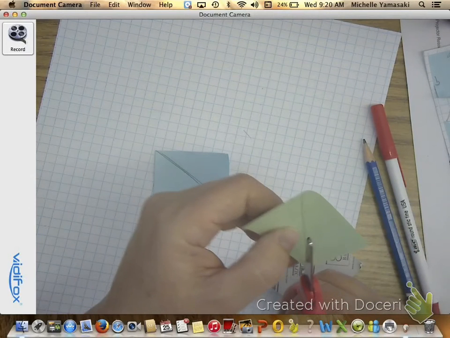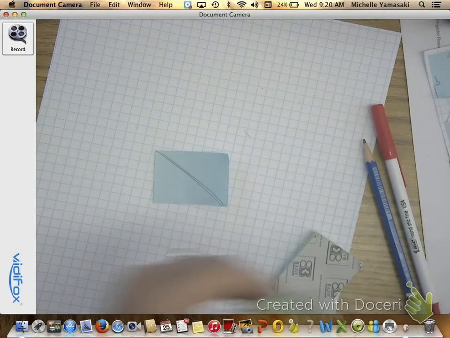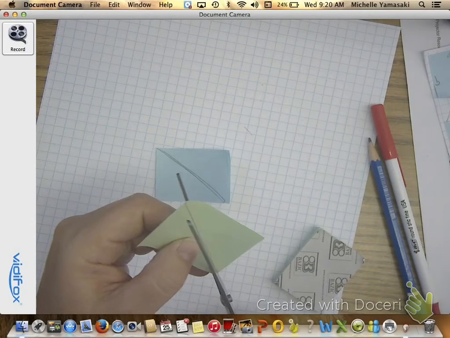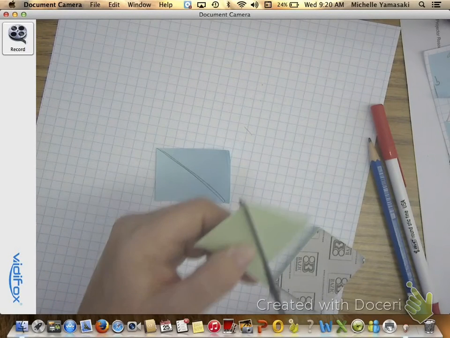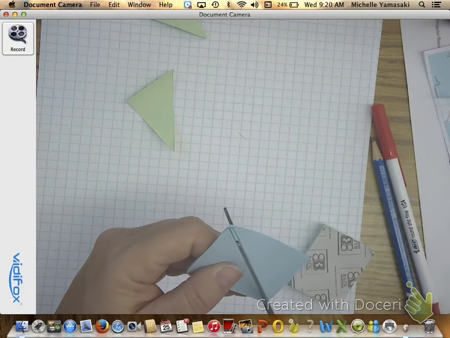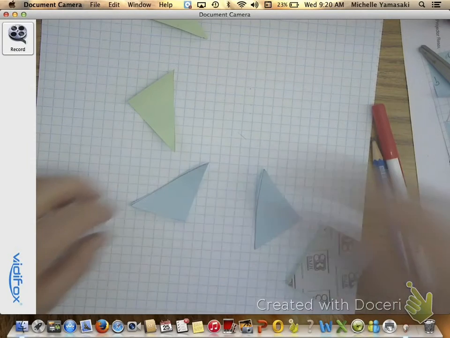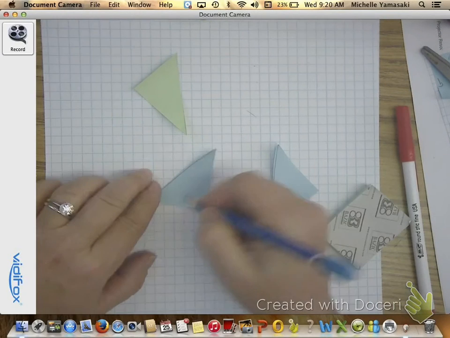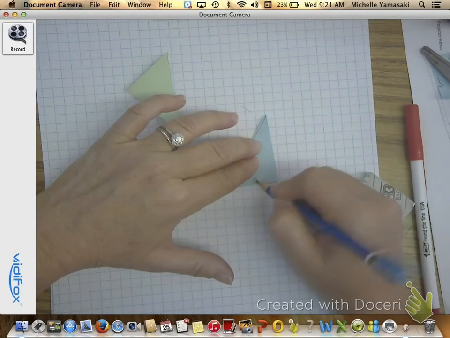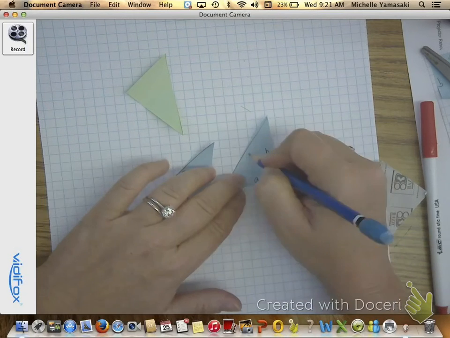Right triangles. Okay, so we have right triangles. You either have 4 blue or you have 4 green. Now, what I would like for you to do, since we know they're right triangles, is label them. I want you to label the shortest leg A and the longest leg B. The shortest leg is going to be A, so write directly on there A, and then the longest leg is B. Your hypotenuse is C. And you're going to do that for all 4.